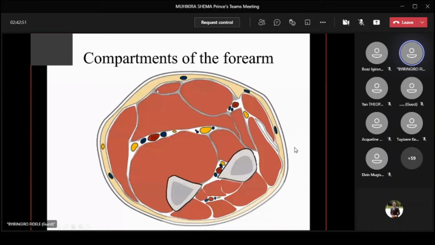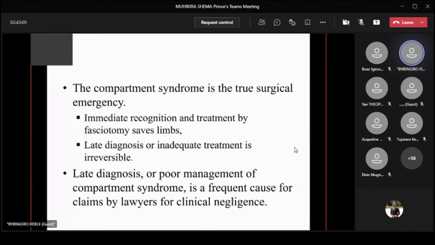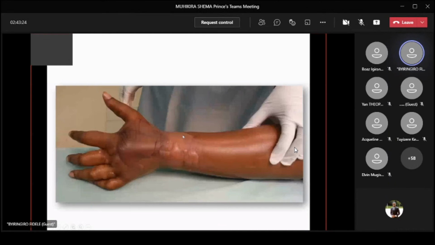If you don't do it, it progresses to ischemia and further on to necrosis, with high risk of amputation of the limb. So compartment syndrome is a true surgical emergency which needs immediate recognition and treatment by fasciotomy to save the limb, and late diagnosis or inadequate treatment is irreversible. Late diagnosis or poor management of compartment syndrome is a frequent cause of claims by lawyers for clinical negligence.